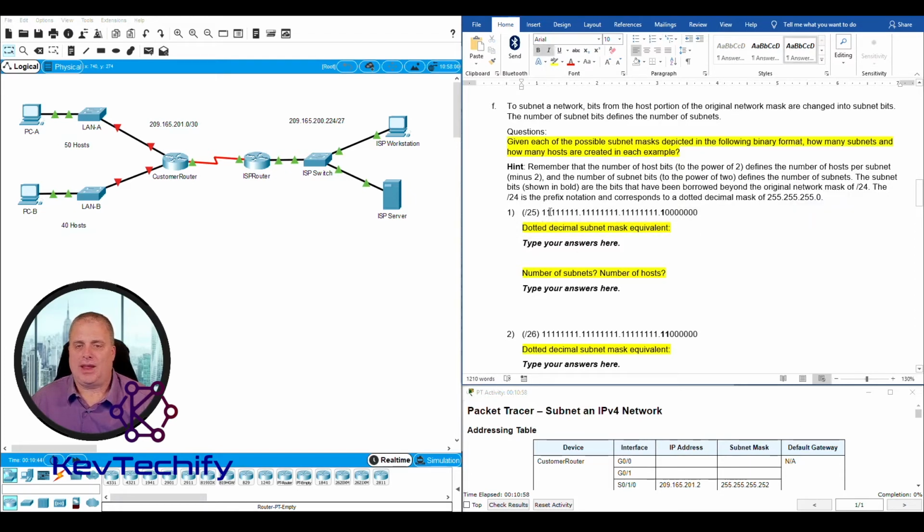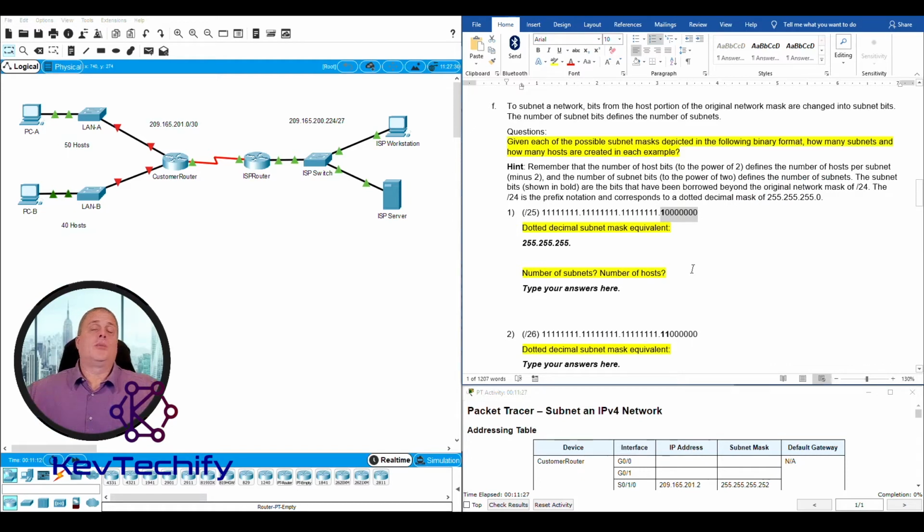Well, we have 8 ones in the first octet. 8 ones represents 255, so that gives us 255. Second octet here again is all ones, that gives us another 255. The third one gives us all 255s. I'm going to go ahead and type that in there. 255.255.255 dot, and then this last one here, 1 followed by 7 zeros.